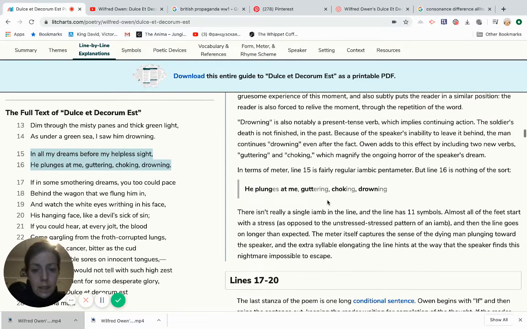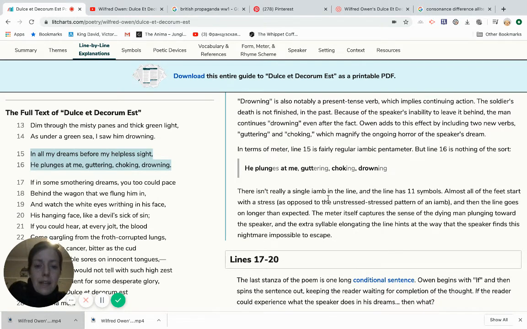speaker's dream. In terms of meter, line 15 is fairly regular iambic pentameter, but line 16 is nothing of the sort. He plunges at me, guttering, choking, drowning. There isn't really a single iamb in this line, and the line has 11 syllables. Almost all of the feet start with a stress as opposed to the unstressed stressed pattern of the iamb of iambic pentameter, and then the line goes on longer than expected.